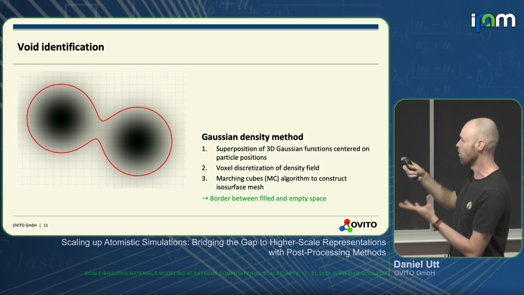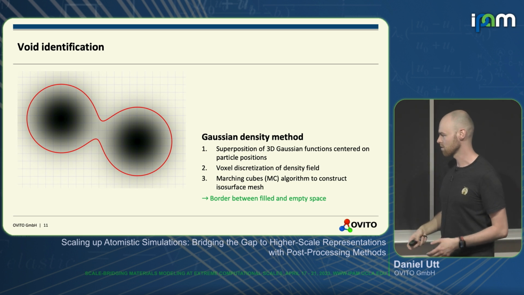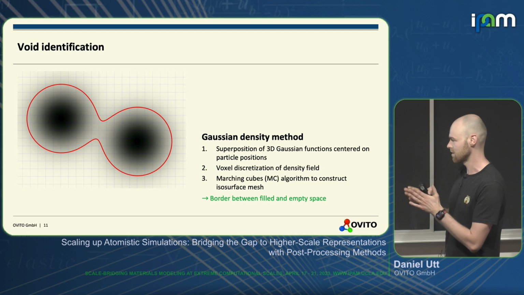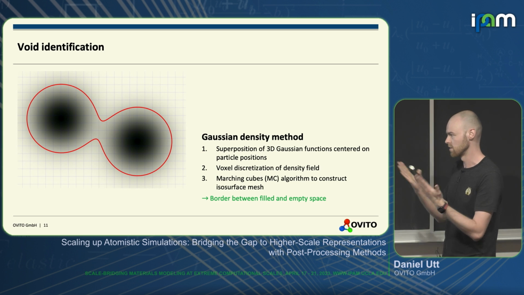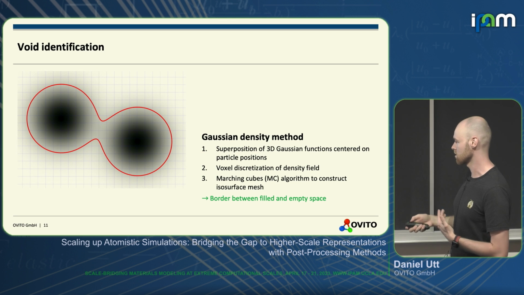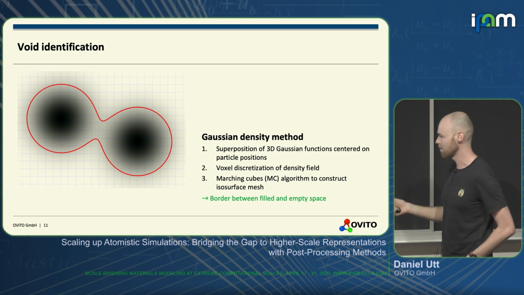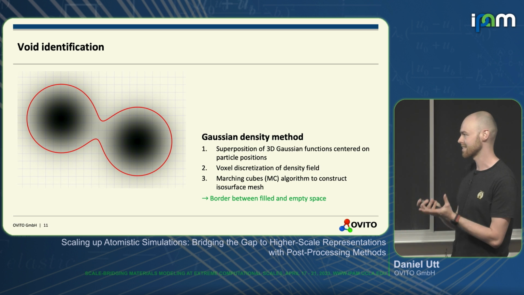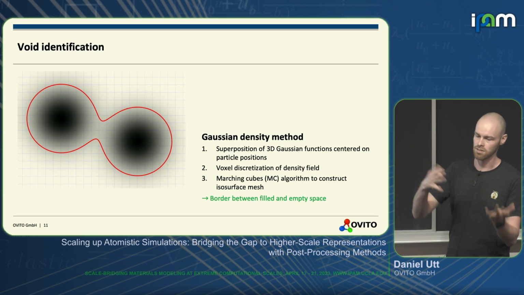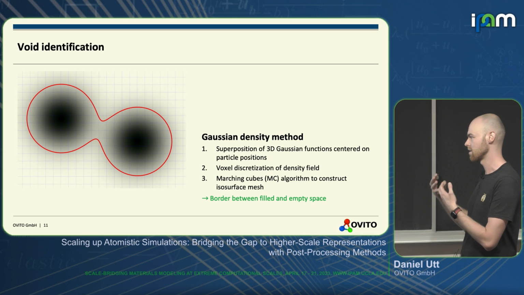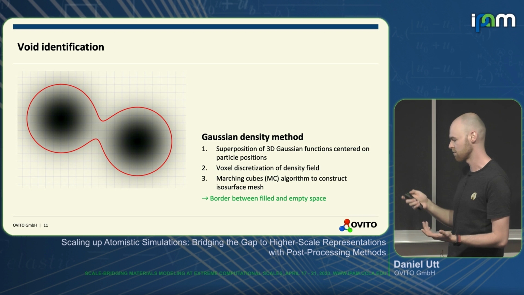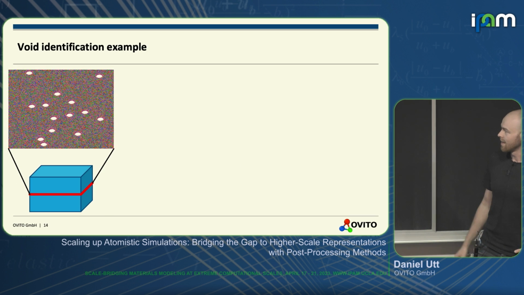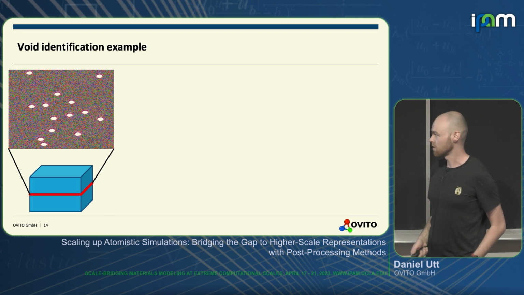And this border that you construct using the marching cubes algorithm then gives you the interface of what you will call filled and unfilled regions. So this is pretty well established. It has the big benefit compared to other methods that you implicitly take a finite size of your atoms into account, which is, again, not simulated, but something that people usually want or expect from this kind of analysis.